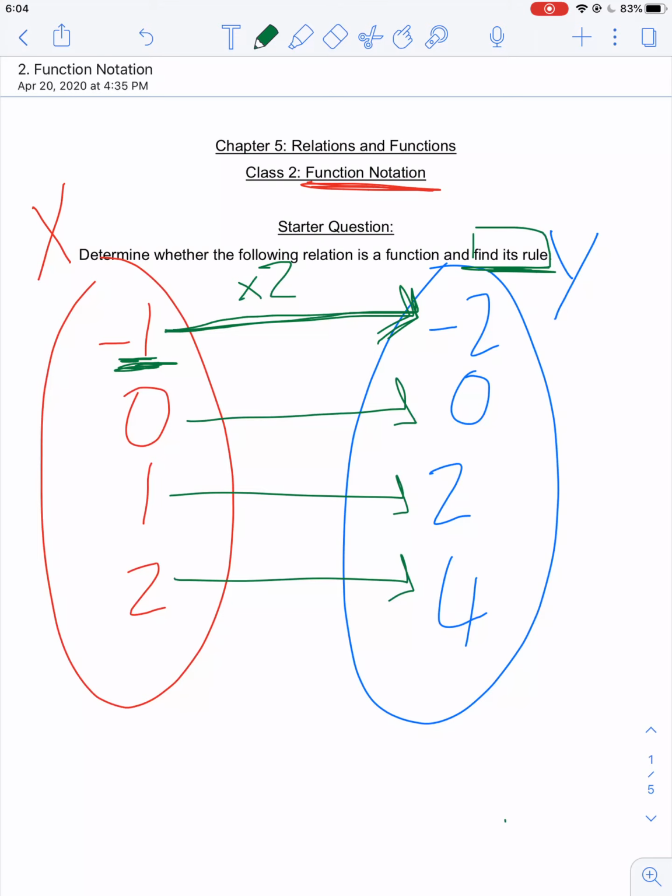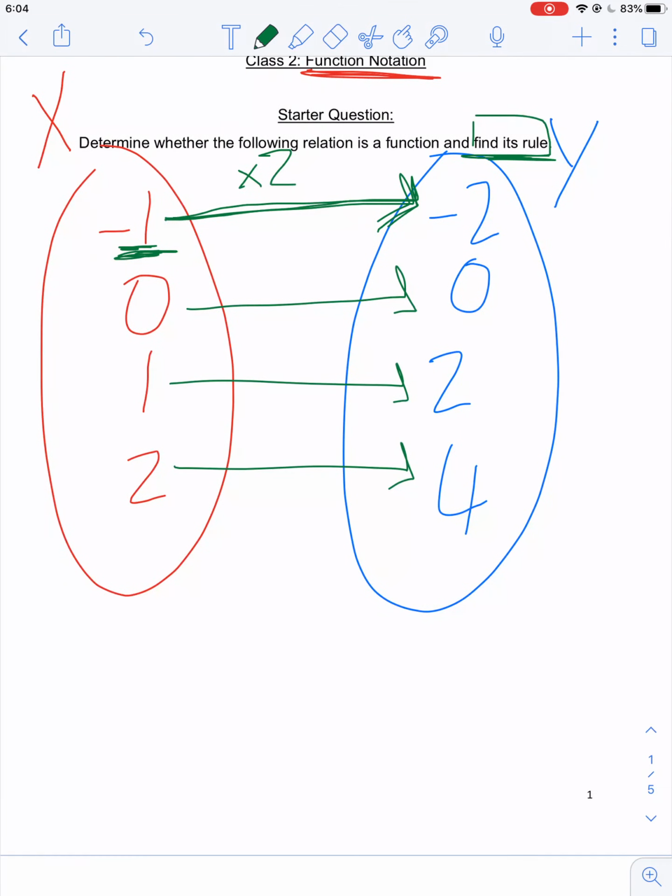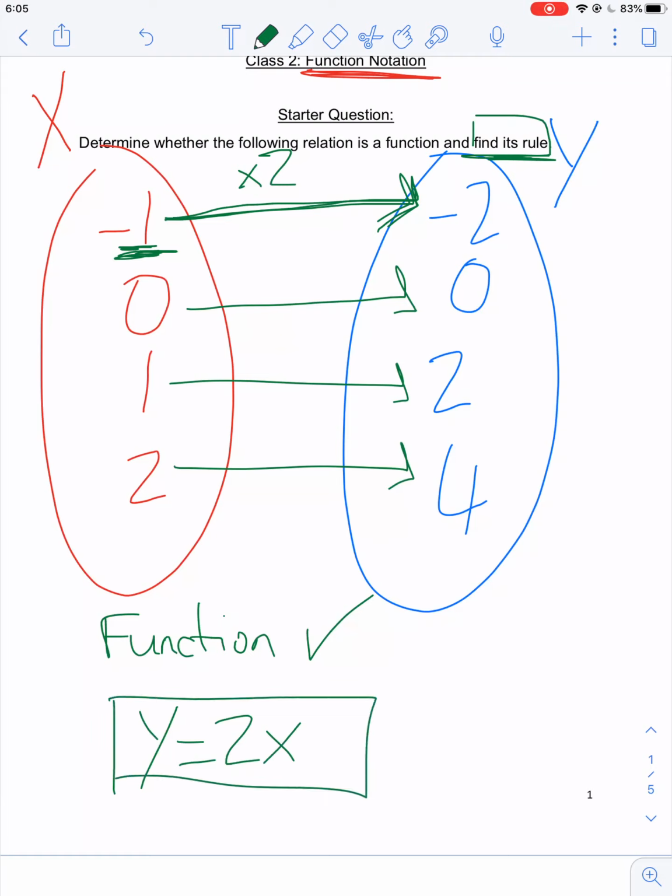So to answer the question, is it a function or not? I'm going to put a check mark to say yes, and the rule is y equals 2x. I guess this is what we're working towards. This is eventually what we will be doing, but let's just present it in a way that makes sense. But for the starter question, all I'm looking for are the answers. So these are your two answers.